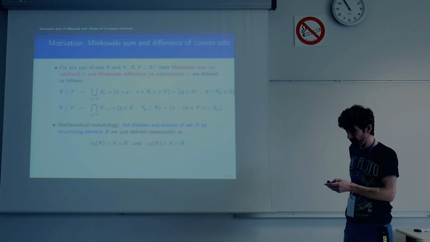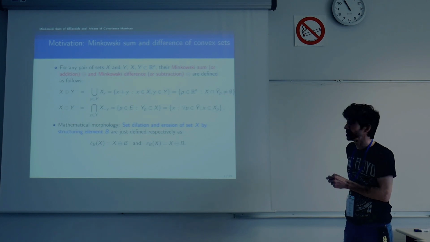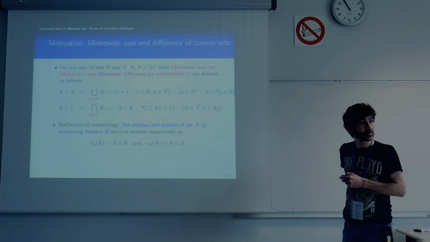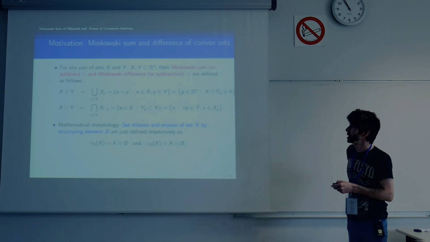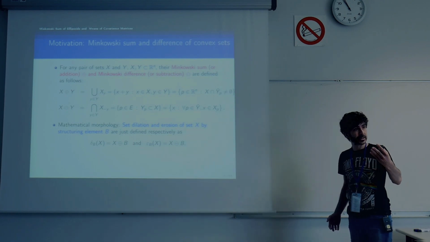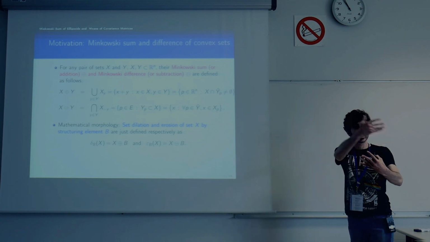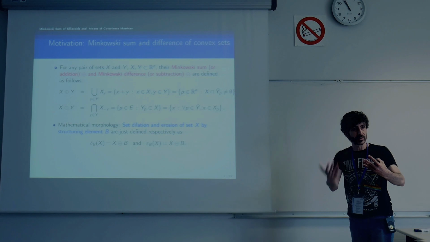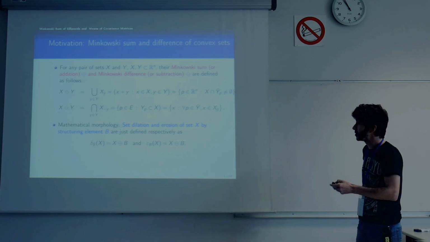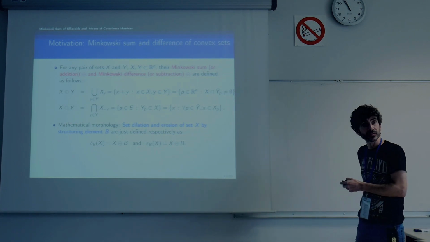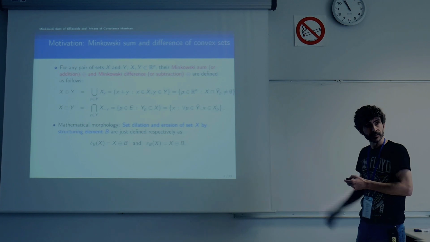So let's consider two sets which are just subsets of the Euclidean space R^n, and probably you are familiar with the notion of the Minkowski sum and the Minkowski subtraction of two sets. Basically, you take one of the sets as fixed, and you take the other one and translate it to each one of the positions of the first set, and you take the union of that. This is the sum, and for the subtraction you do the same, but with the intersection.